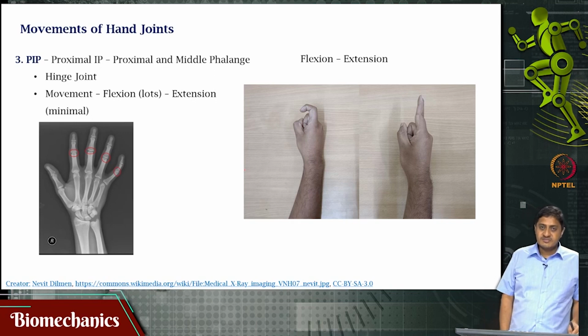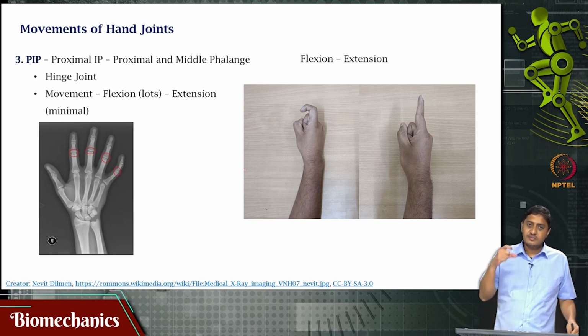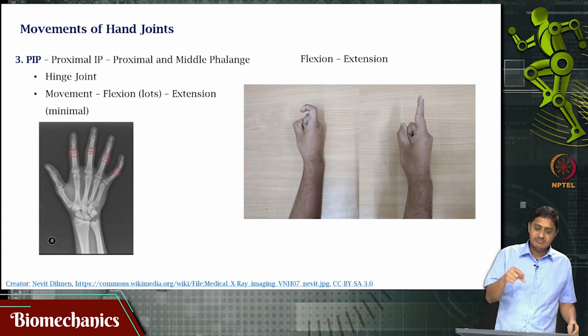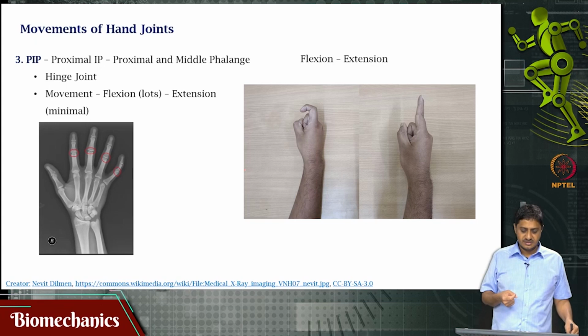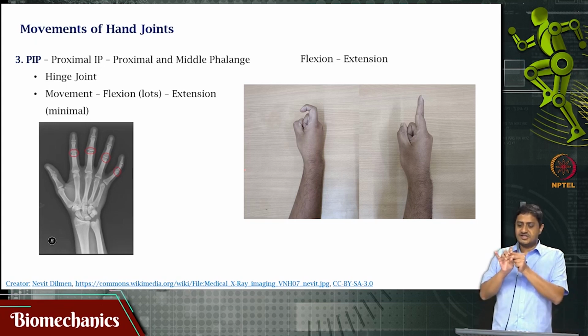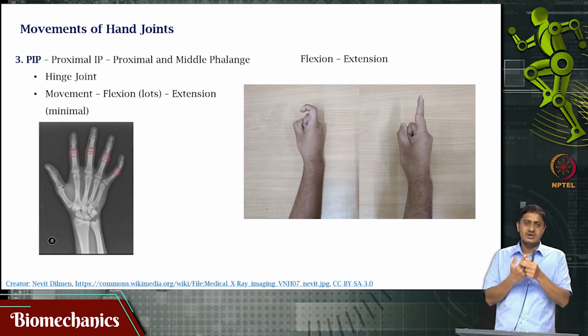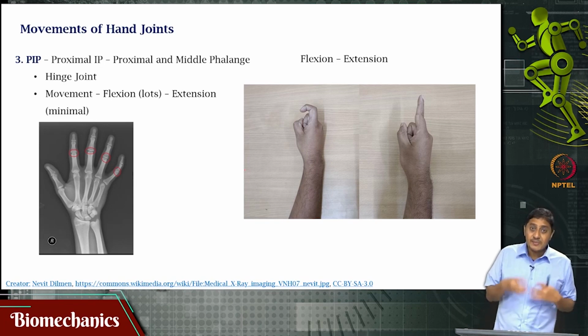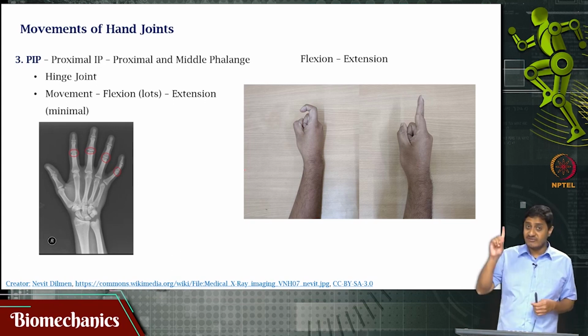Then you have the proximal interphalangeal joint. This is where the proximal phalanx and the intermediate phalanx or the middle phalanx meet. This is a hinge joint in which there is flexion. You can extend up to a limit, but extending beyond that anatomical range is not possible. What one would call hyperextension is not possible, at least not in the PIP joint. So, a lot of flexion is possible, but a limited amount of extension is possible. Okay. So, flexion, extension, like this I can do that.